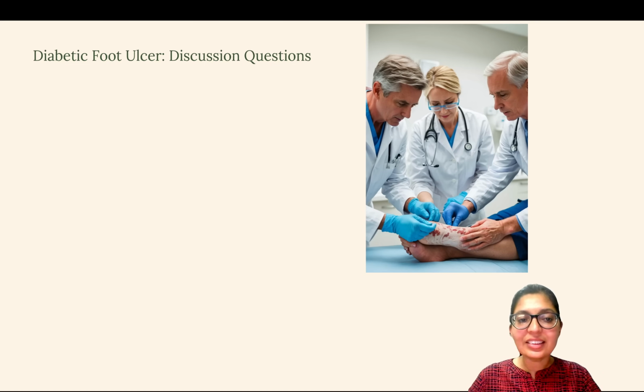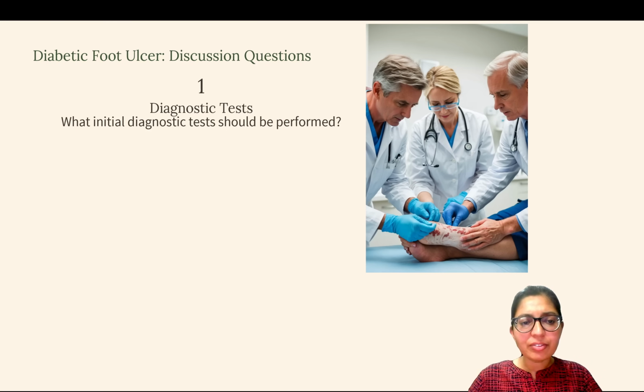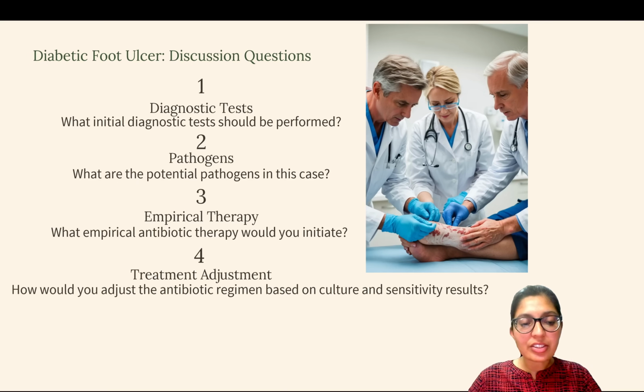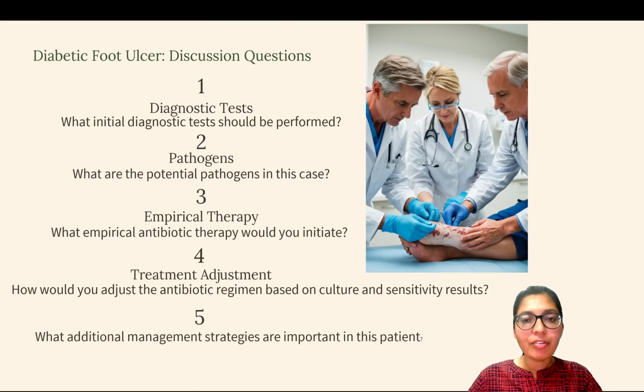So here is the answer. Diabetic foot ulcer. First one, diagnostic test. What initial diagnostic test should be performed? Answer these in the comment section. Second, pathogens. What are the potential pathogens in this case? Third one is empirical therapy. What empirical antibiotic therapy would you initiate? And last one is treatment adjustment. How would you adjust the antibiotic regimen based on culture and sensitivity results? And the last question is, what additional management strategies are important in this patient? Answer these questions in the comment section and continue the video with the next cases.